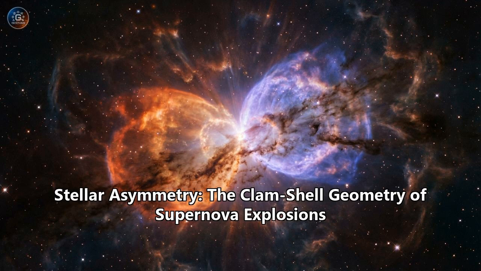For a very long time, if you opened a textbook on stellar physics, you would see diagrams of supernovae that looked pleasingly perfect. A massive star runs out of fuel, collapses, and then bounces back in a beautiful, uniform sphere. It was a neat, symmetrical mathematical solution, but it was also wrong.